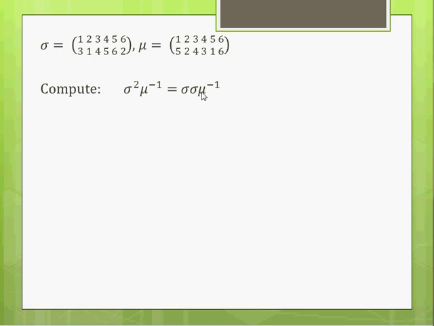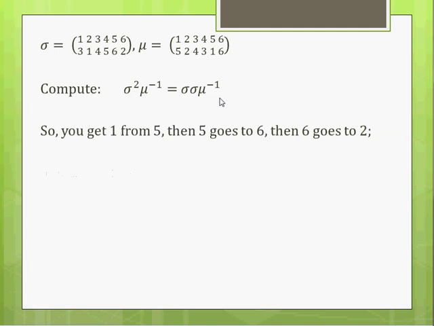So mu inverse, what does that mean? If you just remember how an inverse function works, it's the opposite. So instead of starting with an input and going to an output, we start with an output and go to an input. So if we start with 1, we're looking where we get 1 as the output for mu. And we get it from 5, don't we? So that's mu inverse. And now we go over to compute sigma, and 5 goes to 6. And we got to compute sigma one more time, so 6 goes to 2.